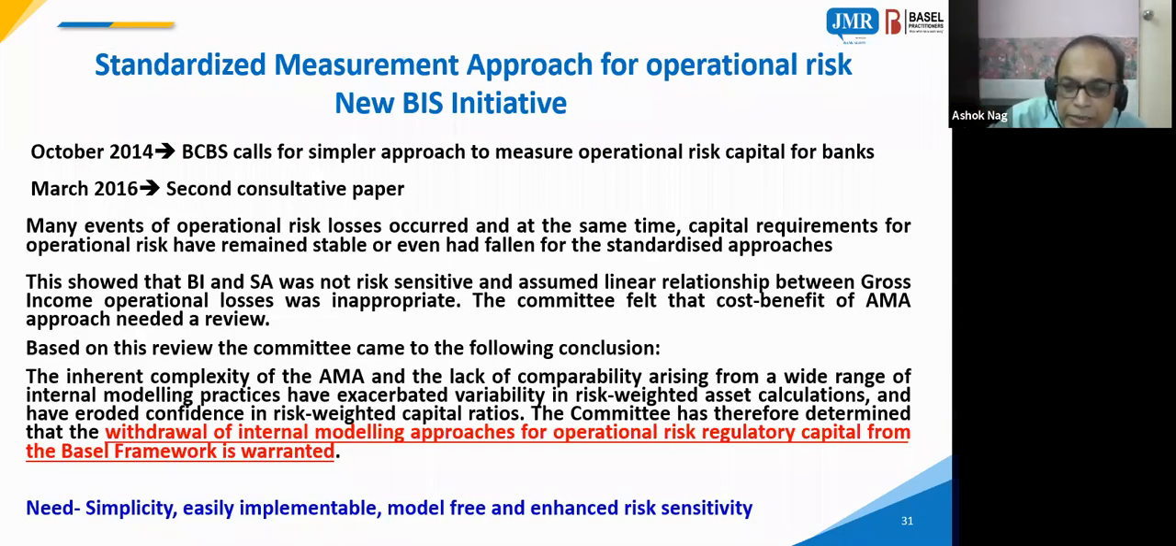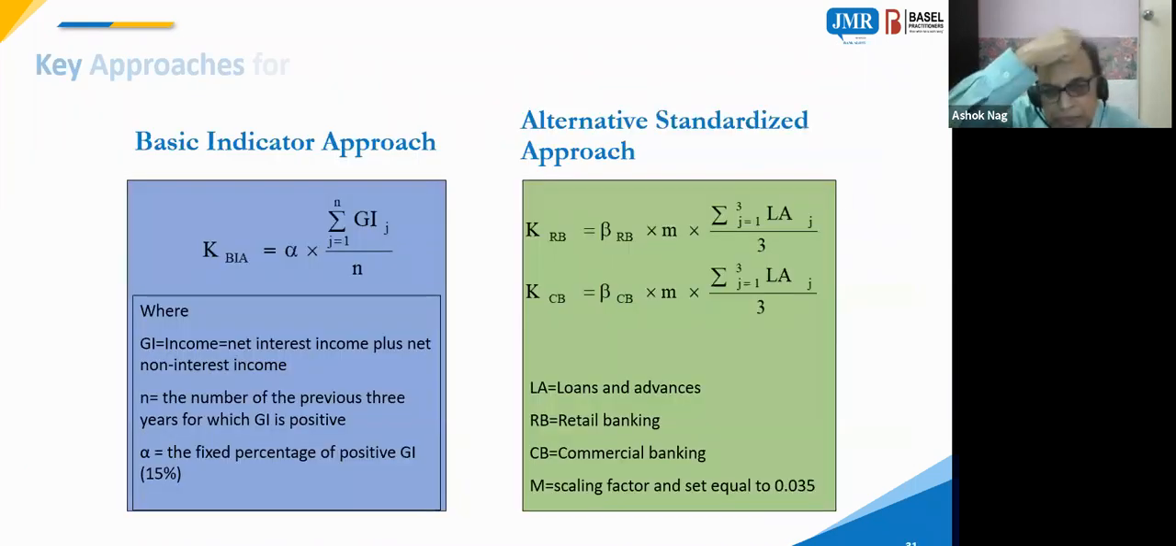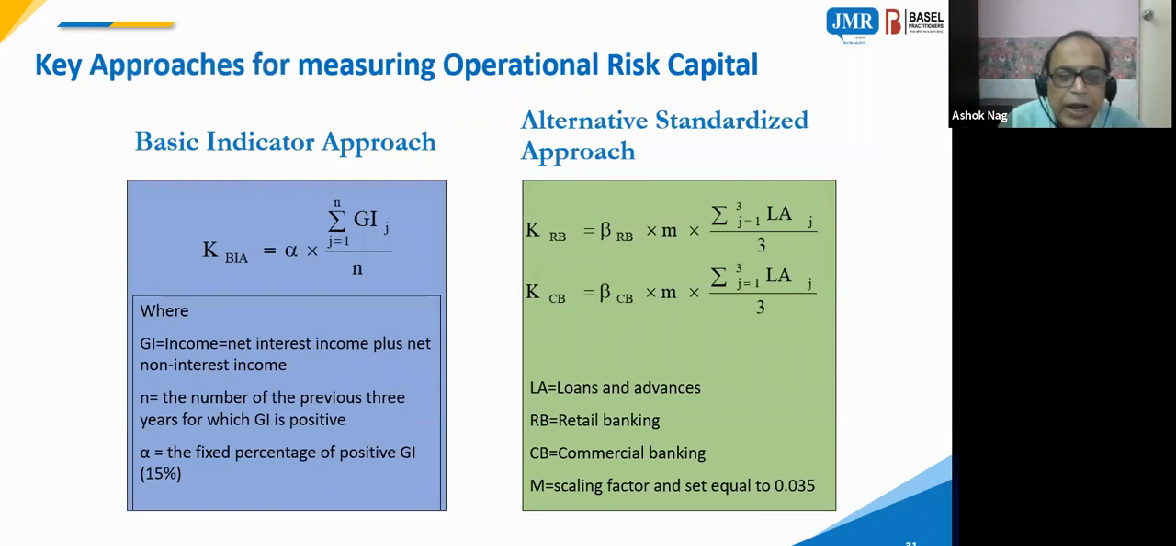So this is what we are talking about, the standard visual we have talked about. This is the basic indicator approach, and this is the alternative standardized approach. The only difference is that loans and advances and retail banking are treated separately and then combined.